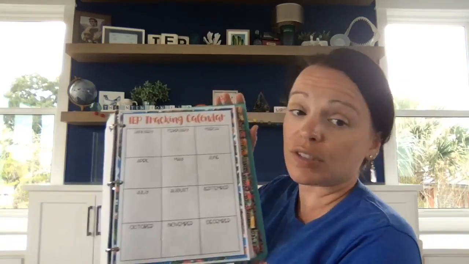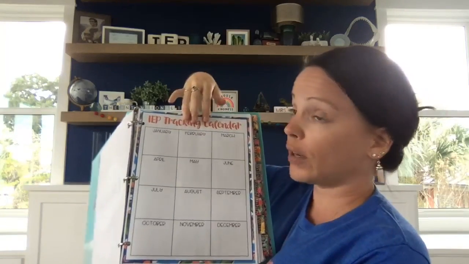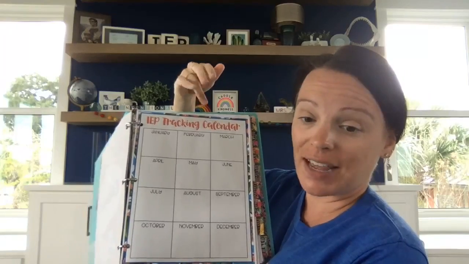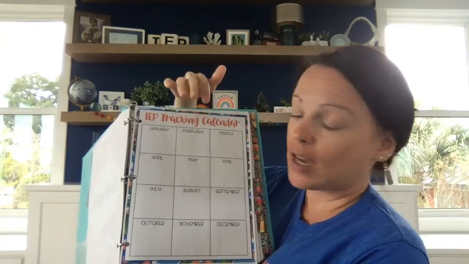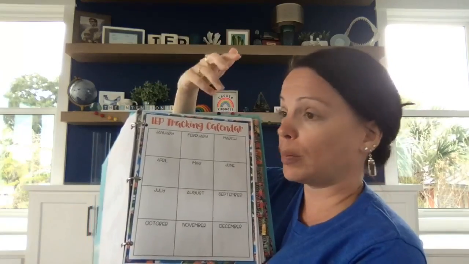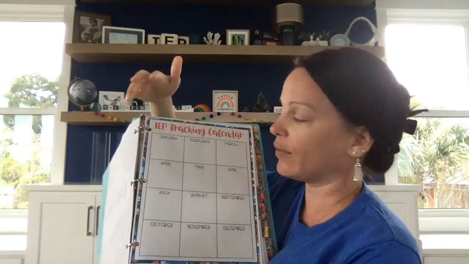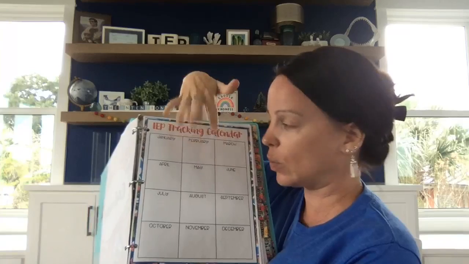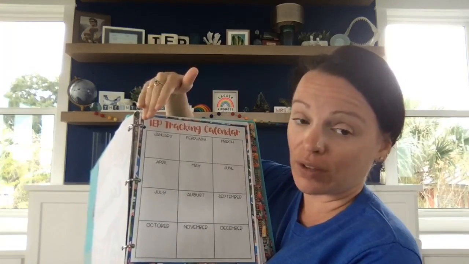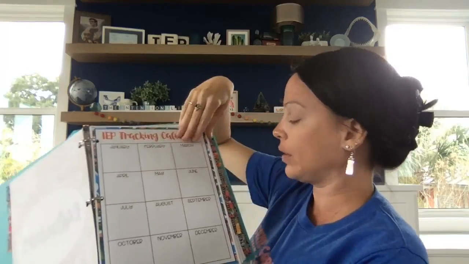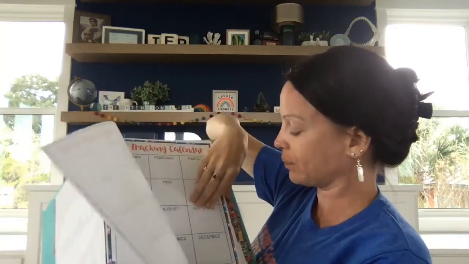I also keep calendars in here, so tracking calendars. At the beginning of every school year, this is probably the biggest piece of advice I have for the beginning of the school year: go through all of your IEPs and write down either on a calendar, in your planner, on your Google Calendar, whatever it may be. I love this because it's just one sheet. When is each student's IEP due? Do we have any reevaluations coming up? I put them all on here so that I know that they're coming up.